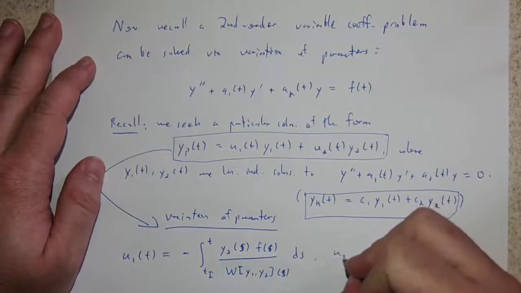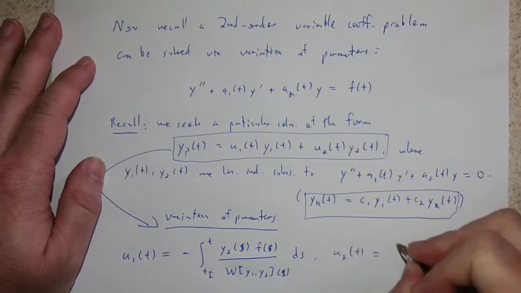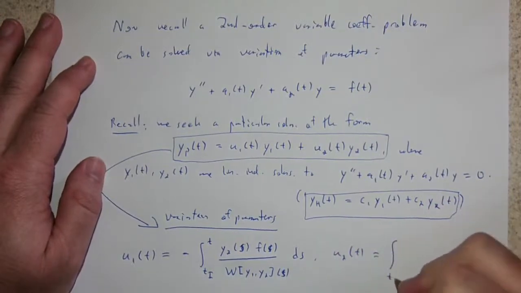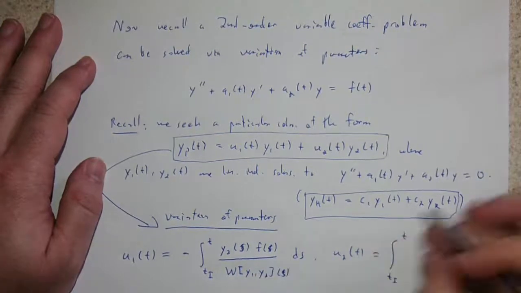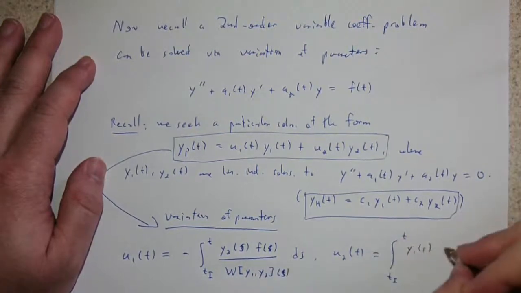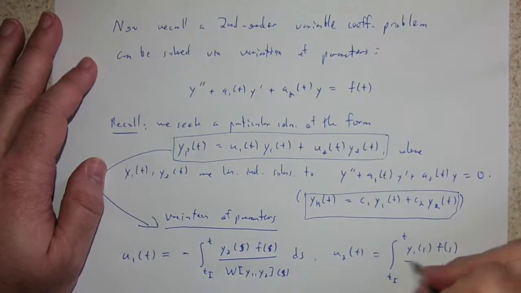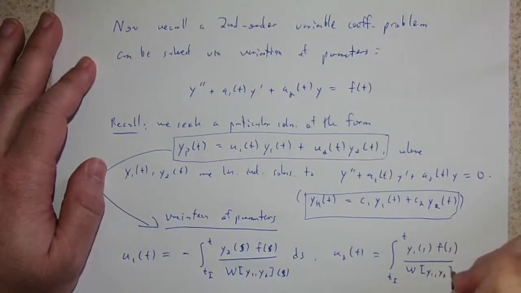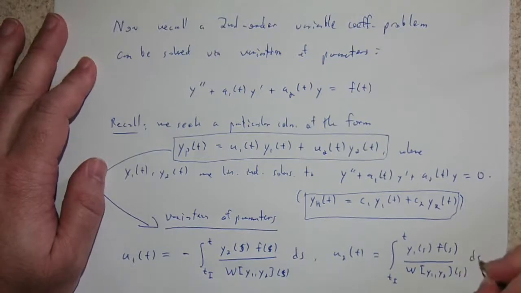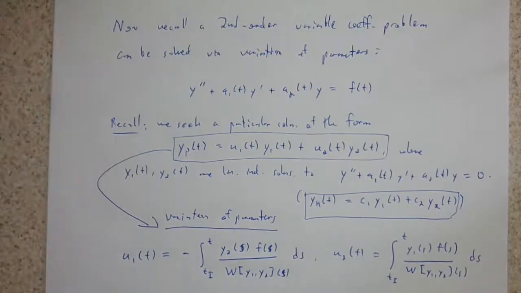u2 of t can be computed by the same kind of integral as before. So this is from t sub I to t of y1 of s f of s over the Wronskian of y1, y2 of s ds. So this is just the variation of parameters formula.